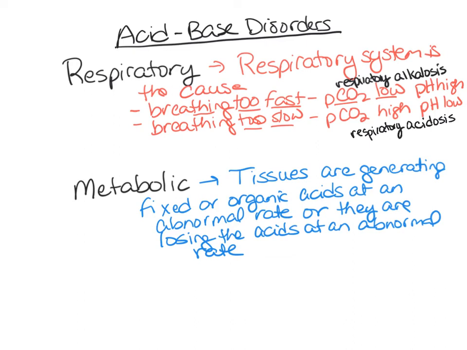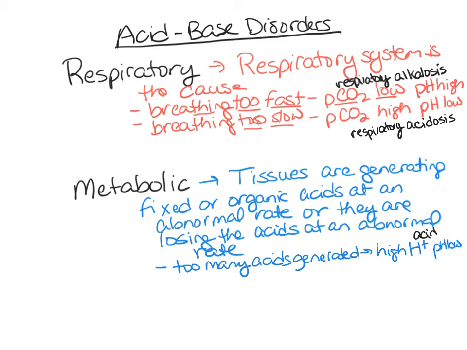So now let's look at metabolic disorders. If they are producing too many acids, too many fixed or organic acids, either through strenuous exercise or through something like uncontrolled diabetes, and they have too many acids generated, that means that they are going to have a high hydrogen level, and that means that their pH is going to be low. If their pH is low, that means that they have an acidosis. And because the problem was with the tissues, that means they have a metabolic acidosis.